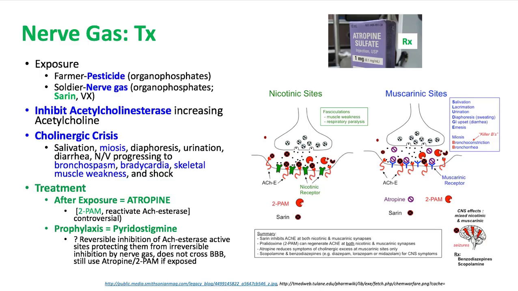Interestingly, if a soldier is going into battle where they're going to be at high risk for exposure to sarin nerve gas, prophylaxis with pyridostigmine apparently is occasionally used. Pyridostigmine causes reversible inhibition of the acetylcholinesterase active sites, protecting them from irreversible inhibition by that sarin nerve gas. It doesn't cross the blood-brain barrier, and if a patient was exposed, even after they've been prophylactically treated with pyridostigmine and they get sarin nerve gas exposure, you're going to still give them atropine and probably 2-PAM for their treatment.